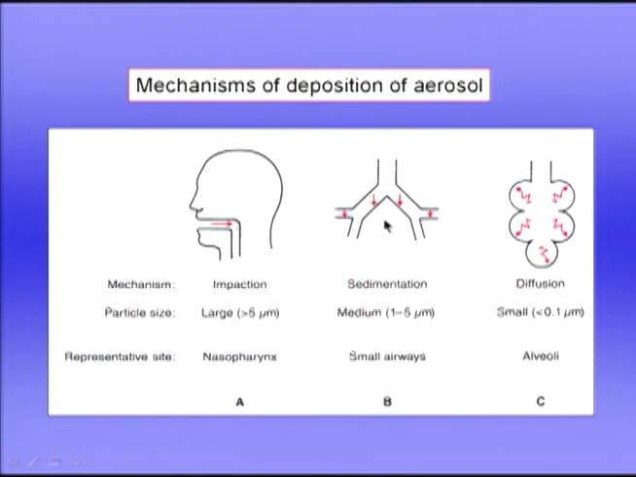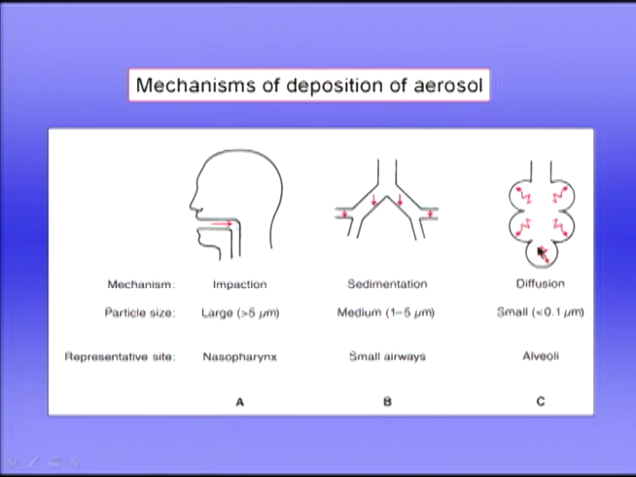The next important mechanism is sedimentation, which refers to the gradual settling of particles as a result of gravity, and that's particularly important in the small airways, partly because the distance that they have to fall is rather small, and that affects the medium-sized particles, say 1 to 5 microns particularly.